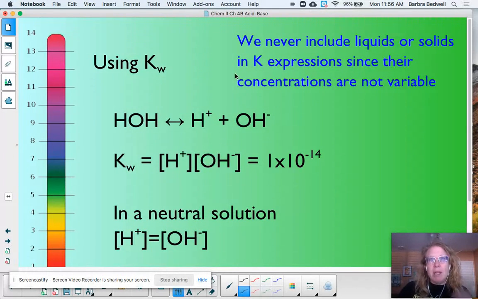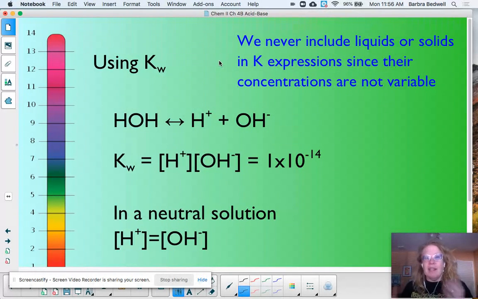When we write equilibrium expressions, we never include liquids and solids. We really only include gases and solutions, things where their concentrations are variable. A liquid is always 100%. Its concentration is like infinite because it's pure, right?